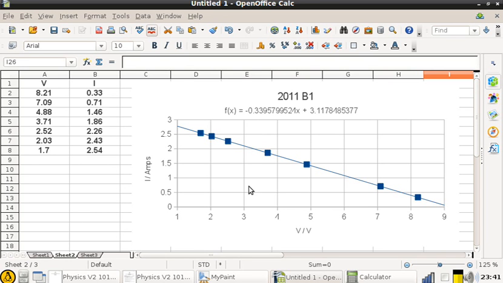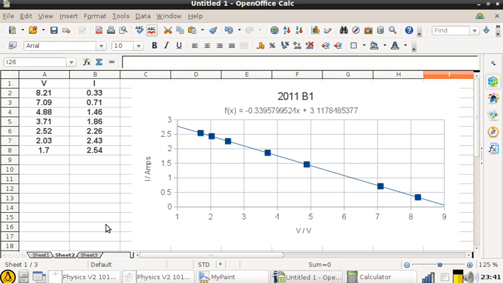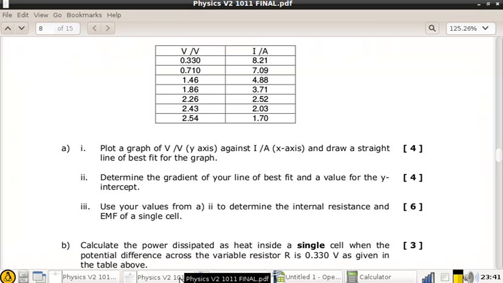So if you use this one, you get what's in the marking scheme, but you're not supposed to use this one. You're supposed to use this one with V on the y-axis, like they said, and I on the x-axis, like they said, and you can see that the c is quite different, 9.18 versus 3.11. So it means our answers are going to be way off. So the problem was with the question.